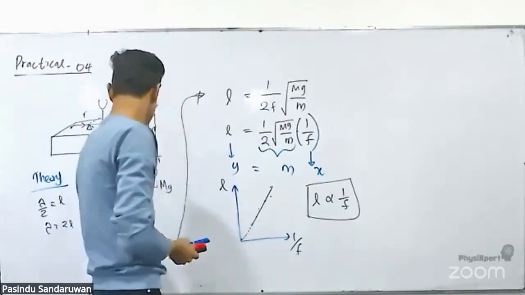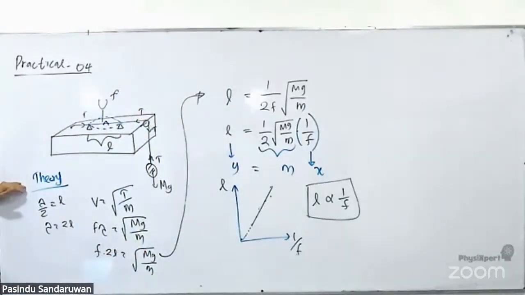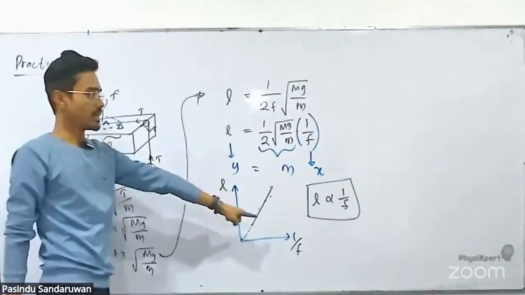Right. Then where did you stop? Theory clear? Take down the apparatus. Take down the apparatus and write down the theory until here, up until here.